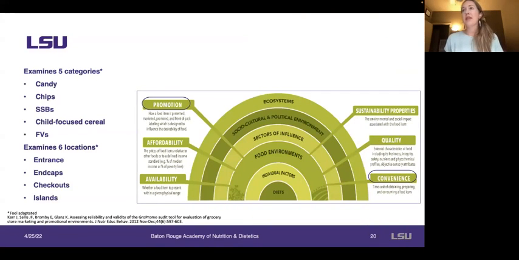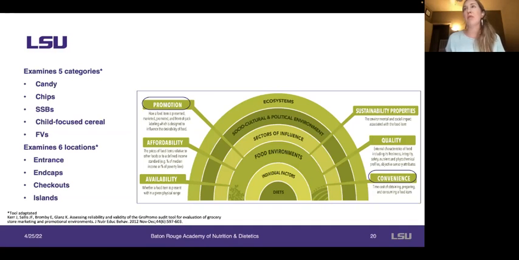What this tool measures is the placement and promotion of 5 different food categories. And so we assessed candies, chips, sugar sweetened beverages, which might include sodas or Gatorades or sweetened coffees. Any drink with added sugars was considered a sugar sweetened beverage in this research. Child-focused cereals, so cereals with the cartoonish looking characters on them that are really targeted towards child audiences, as well as fruits and vegetables. So it's looking at those typically unhealthy or less healthy food products in comparison to whether fruits and vegetables are placed and promoted to a similar extent.